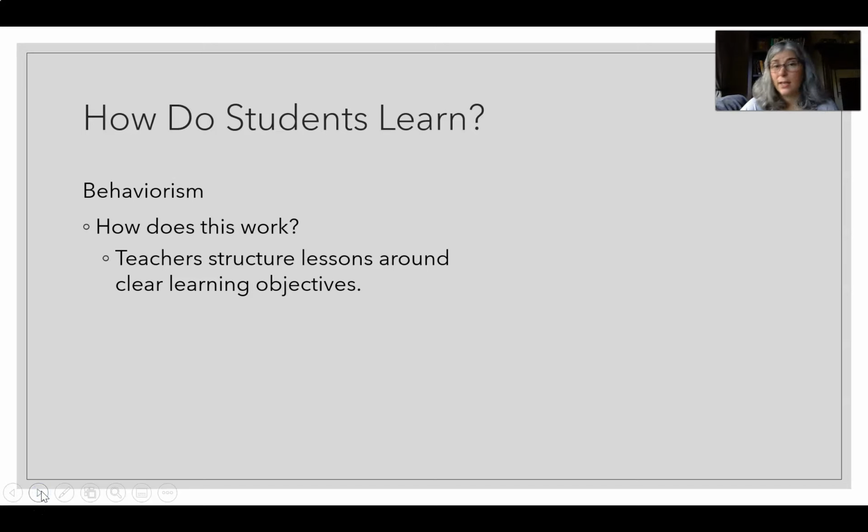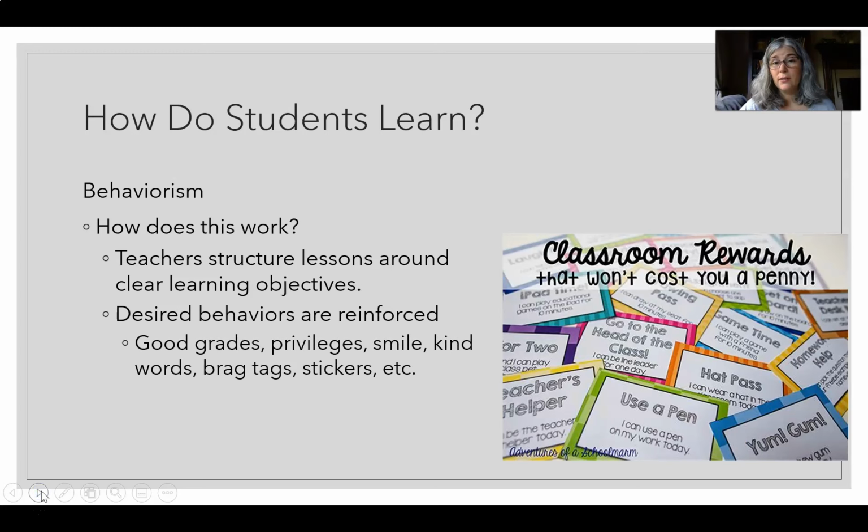So how does this work in a classroom though? You need to start with very specific and clear learning objectives. You teach toward those objectives.